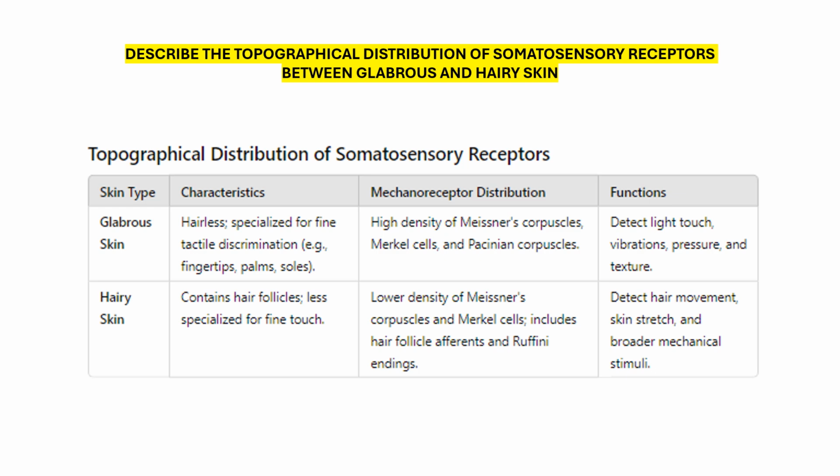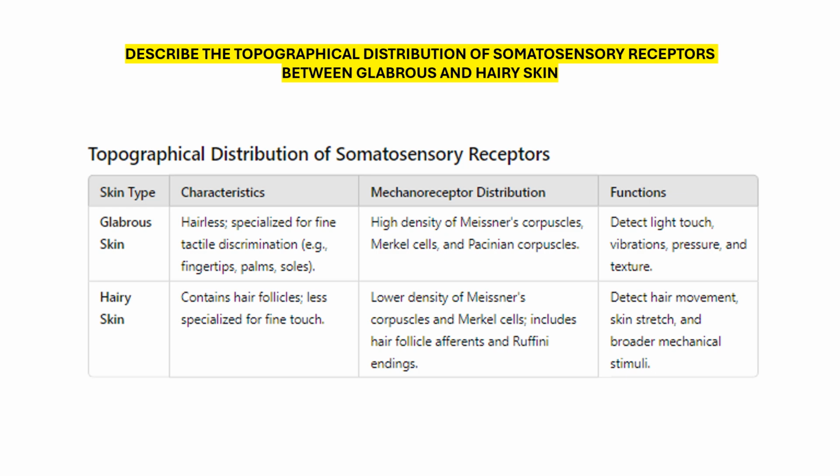The glabrous skin is specialized for fine tactile discrimination, making it ideal for tasks that require precision, like typing or feeling texture. So in glabrous skin, you'll find a high density of Meissner's capsules, which detect light touch and low frequency vibration. Merkel cells, which are responsible for sensing fine texture and sustained pressure. Pacinian capsules, which respond to deep pressure and high frequency vibration. And your Ruffini endings, which are sensitive to skin stretch.